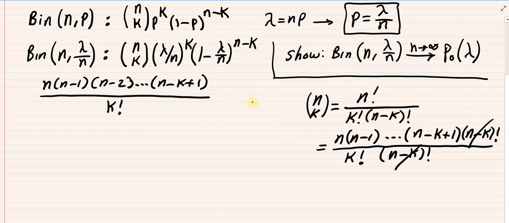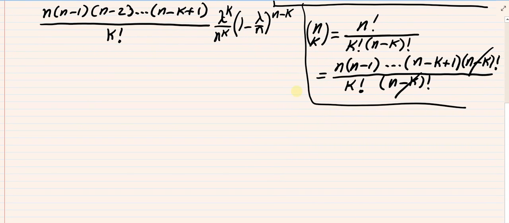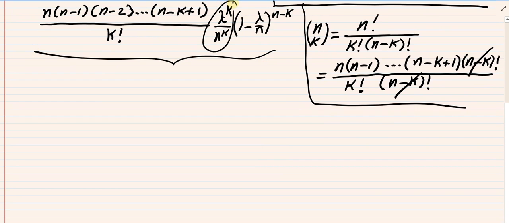Okay, and then we're going to have this times lambda to the k over n to the power of k, and then times 1 minus lambda over n to n minus k. Now we're going to write this expression, all of this, as follows. Well, lambda to k and divide by n to k. I'm going to bring that lambda to the k power in front. So this is going to equal lambda to k over k factorial, I'm going to put it here. Okay, so those are taken care of.